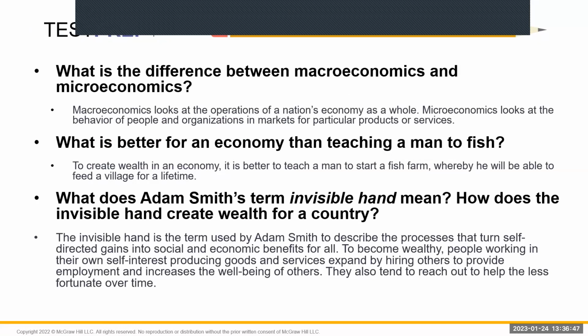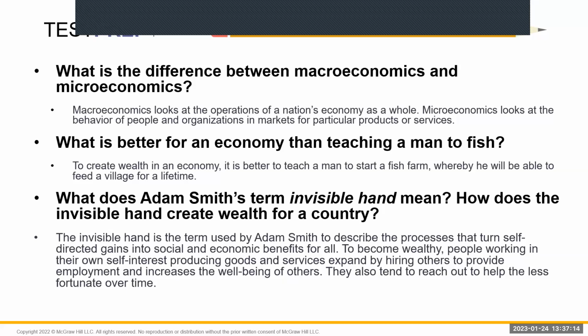That's the difference. What is better for an economy than teaching a man to fish? I always love the Chinese saying: you can give a man a fish, you feed him for the day. You teach him how to fish, you feed him for the rest of his life. But in economics, if you want to create wealth, teach the man how to start his own fish farm, have his own business. Then you really create wealth. That's the whole economic approach to that.